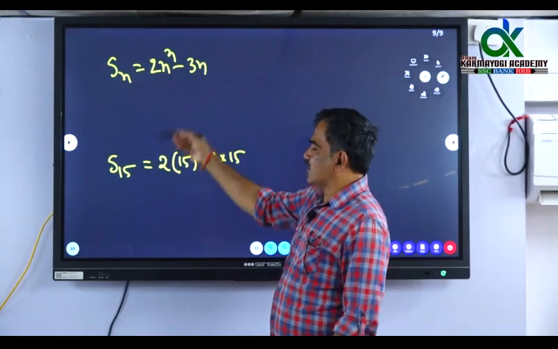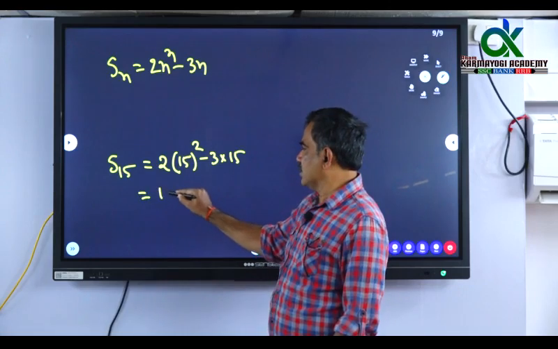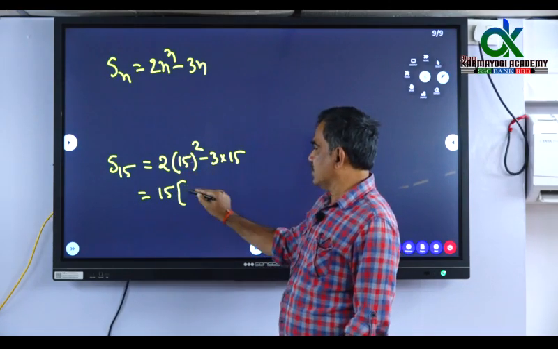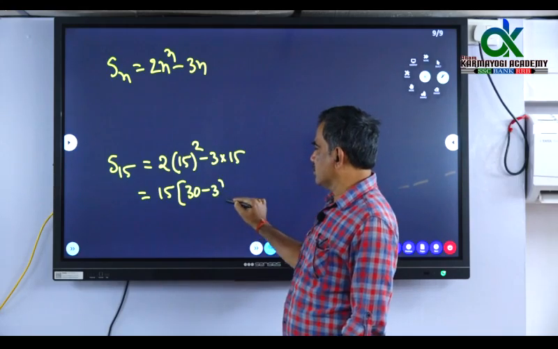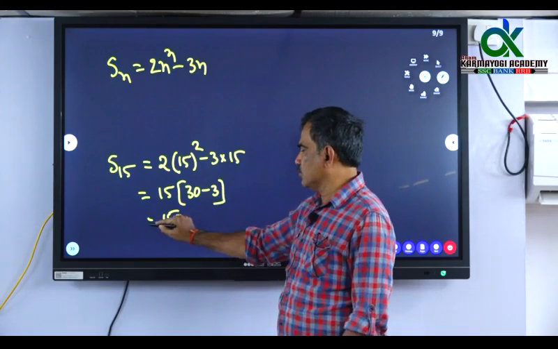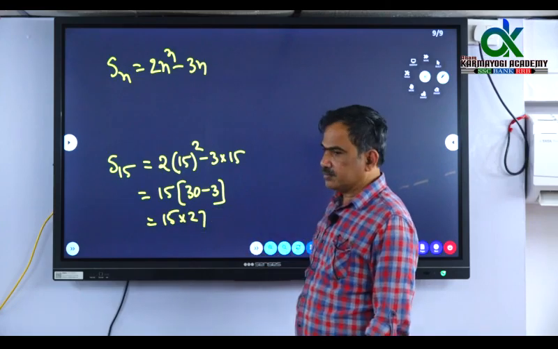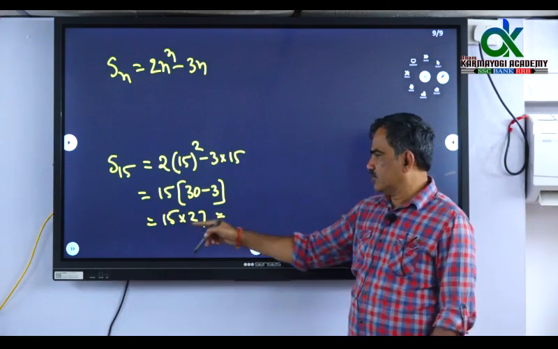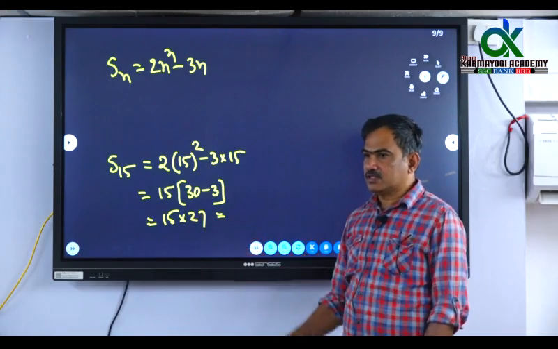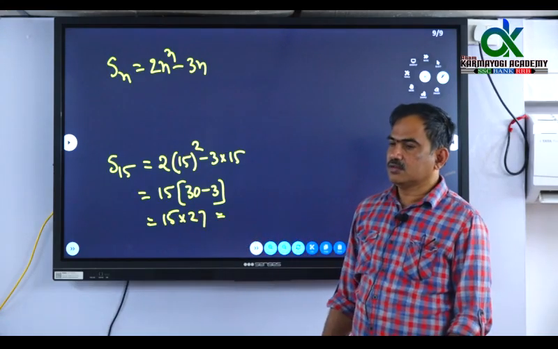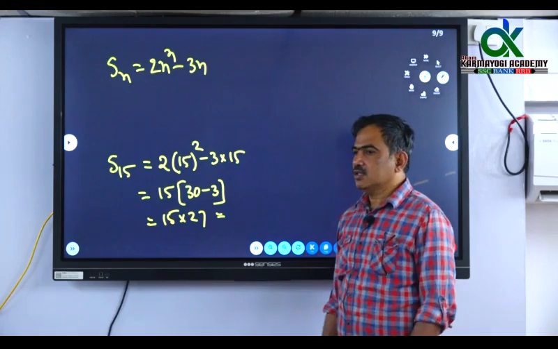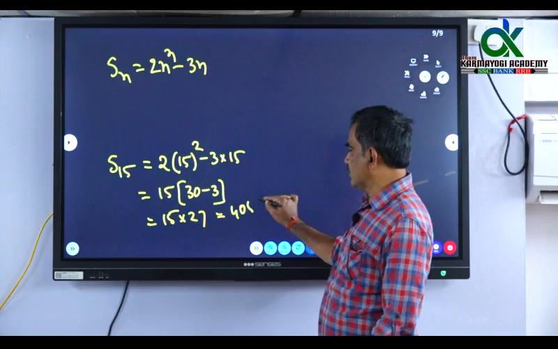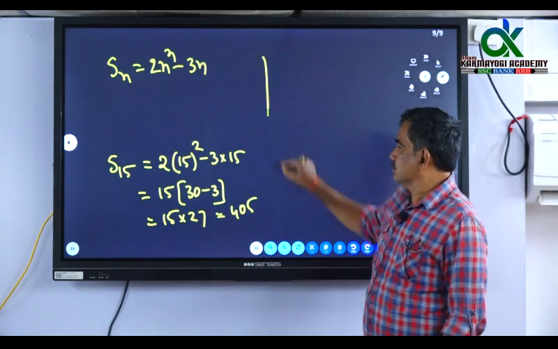Sum of n terms formula, sum of 15. Just take 15 common, then what do we get here? 15 into (30 minus 3). So the answer is nothing but 15 into 27. 15 twenties is 300, 15 sevens, what is 15 sevens? 105. So what we get here? 405.